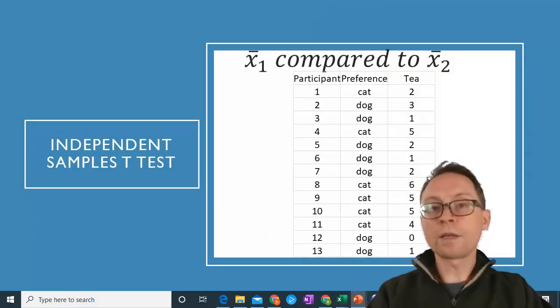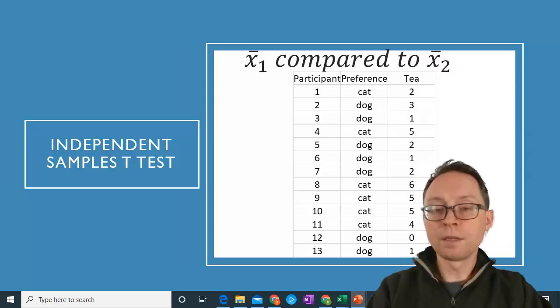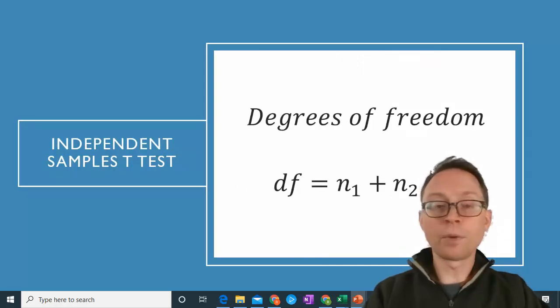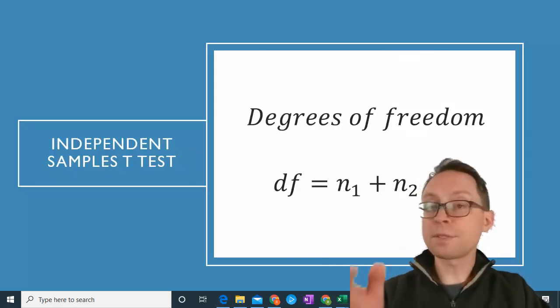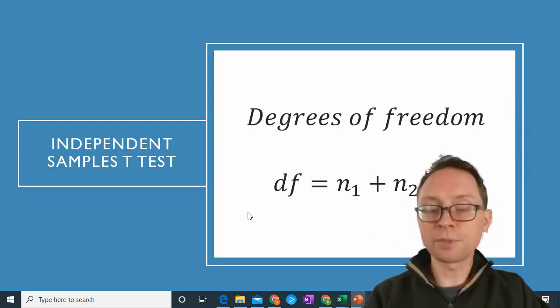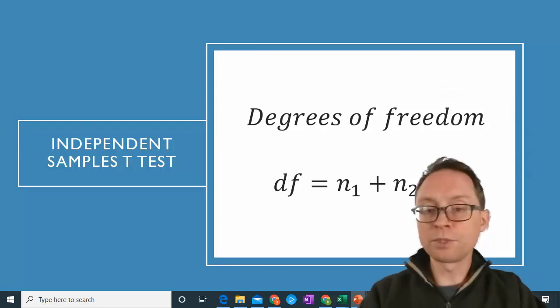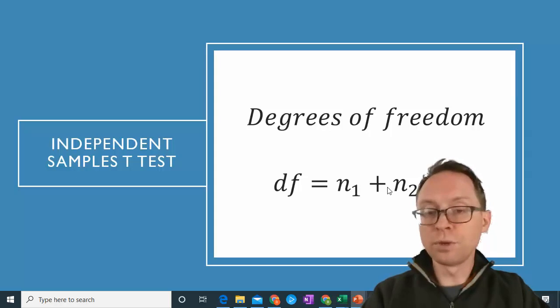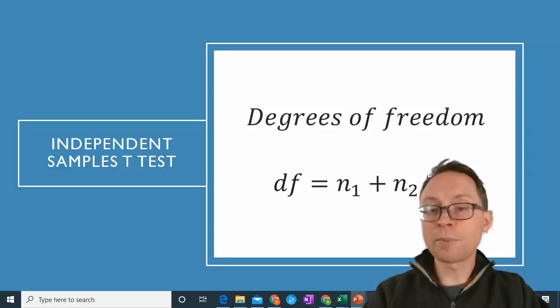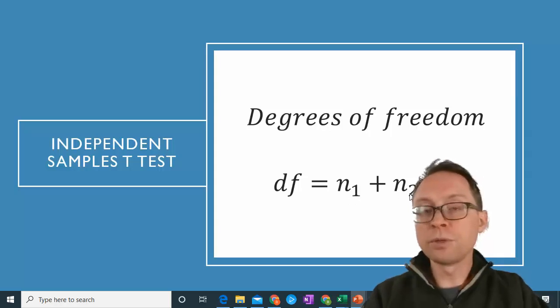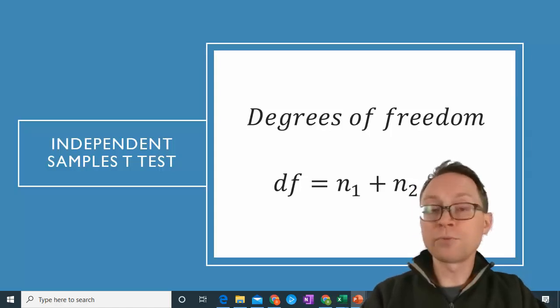So we calculated the T. Now we need to figure out whether or not we're going to reject or fail to reject the null hypothesis. This is exactly the same as the last independent samples t-test. N sub 1 plus N sub 2 minus 2. So for our new example with cat people and dog people and tea, N sub 1 was 6 plus N sub 2 is 7 minus 2. That's 11. So the degrees of freedom is going to equal 11. Should we reject or fail to reject the null hypothesis?